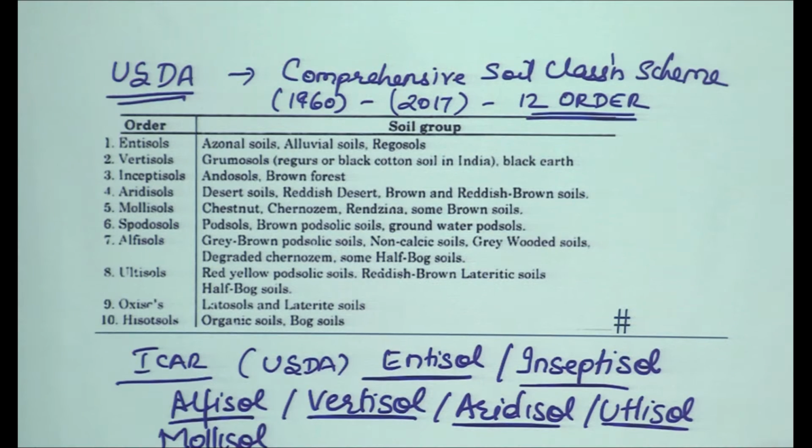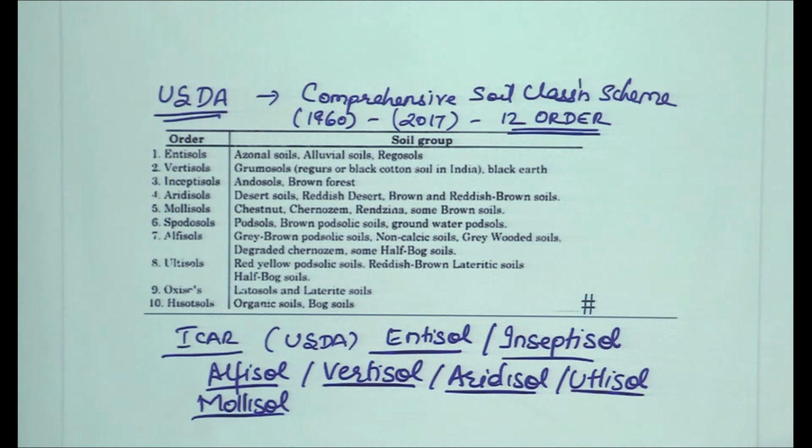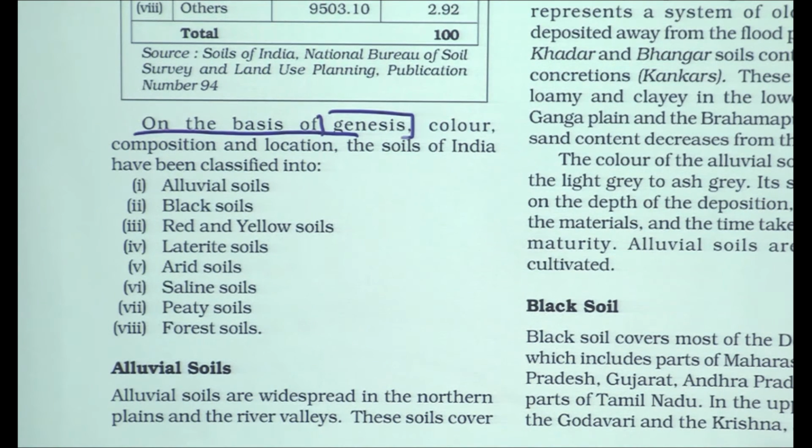Now, how to do justice with these names? How do I identify them to be relevant to the soil type? I will come back to this table after making you understand how many types of soil we have in our country and, in relation to it, the soil forming processes. On the basis of genesis, color, composition and location. So, what are the bases on which we are classifying our soil types?